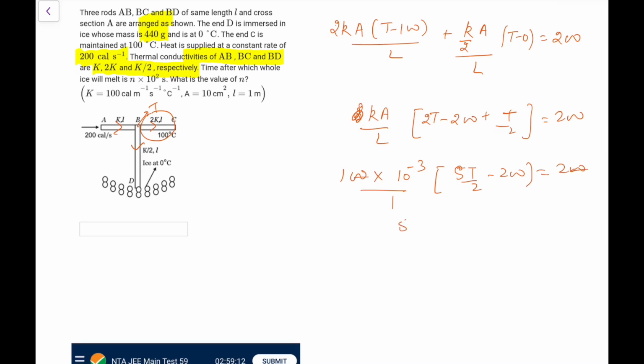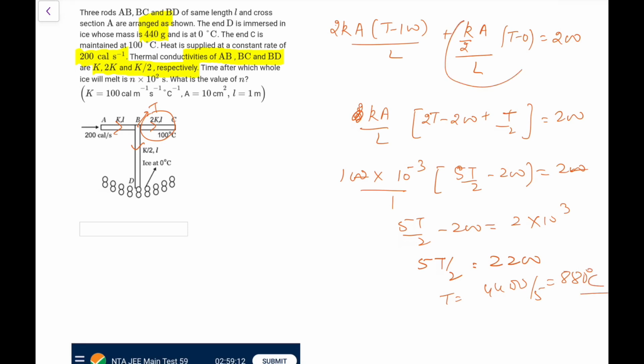So this double zero goes. What we have, 5T by 2 minus 200 equals 2 into 10 to the power 3. Okay, this is huge. So 5T by 2 comes out to be 2200, so T comes out to be 4400 by 5, which is 880 degrees. Now we can find this term. This is the amount of heat flowing, which is 100 by 2, which is 50, into 10 to the power minus 3, into 880, into time. Let's call it t.